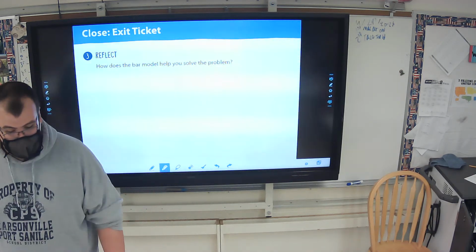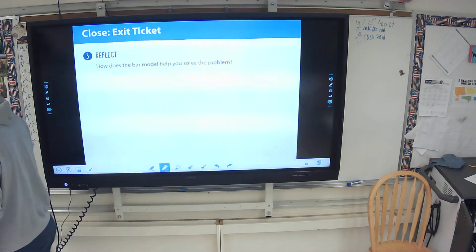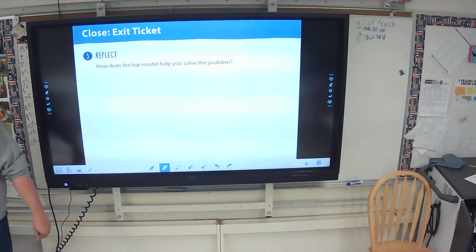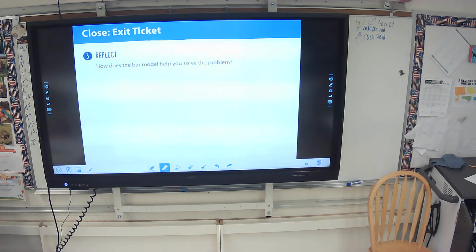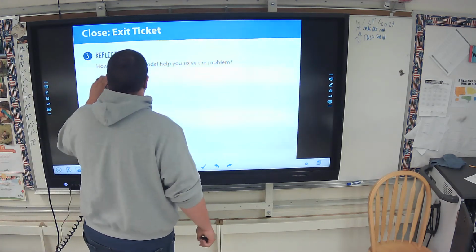How did the bar model help us with that problem? Well, it showed us how much we had to add, and then it showed us what we had to subtract. Kind of. Does it compare something? What does it compare? Amelia? It compares the time. What time? The time that she had altogether, and then the time that she used. It compares the time. Beautiful. That's a beautiful way to say it.